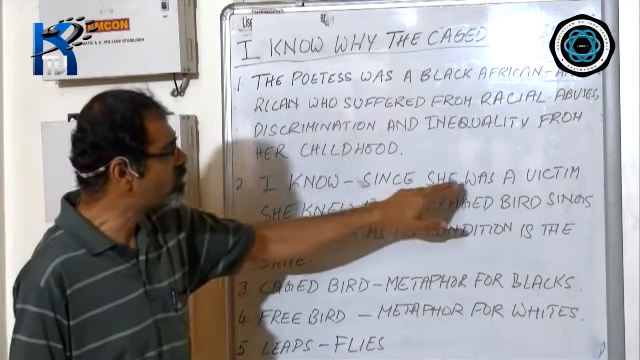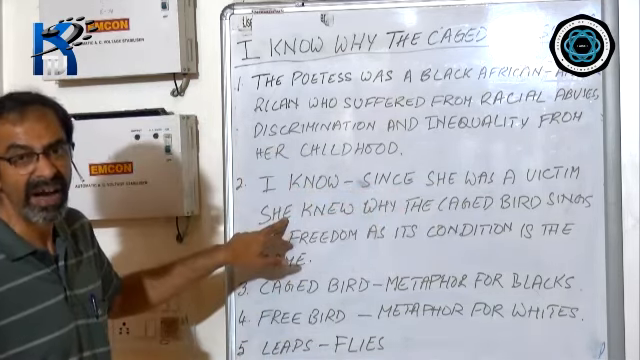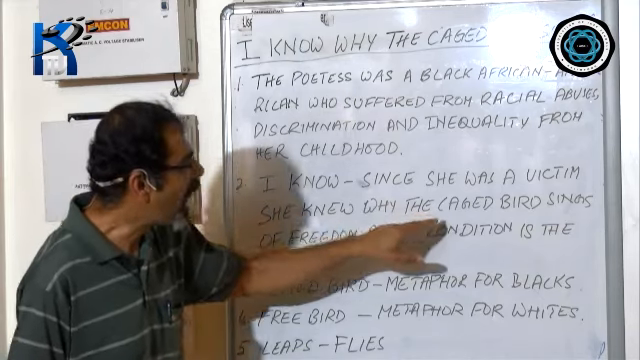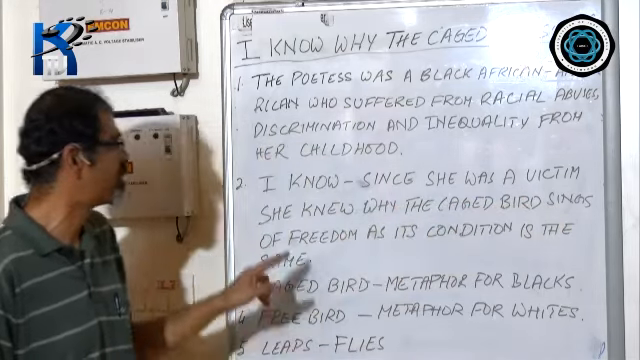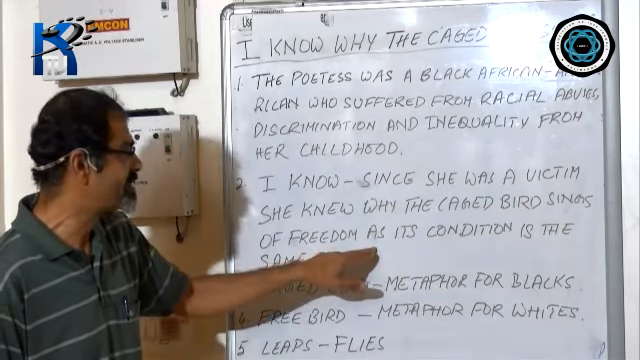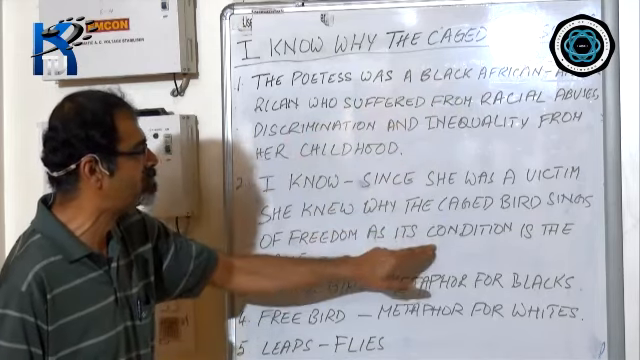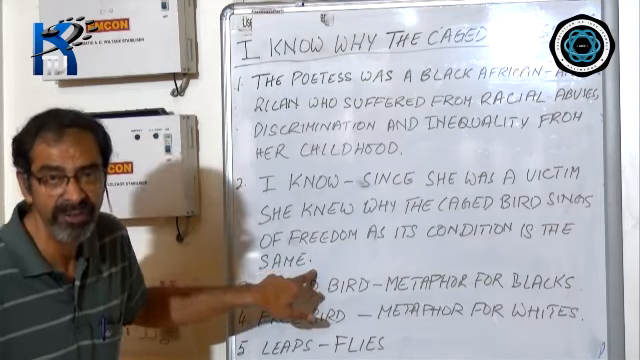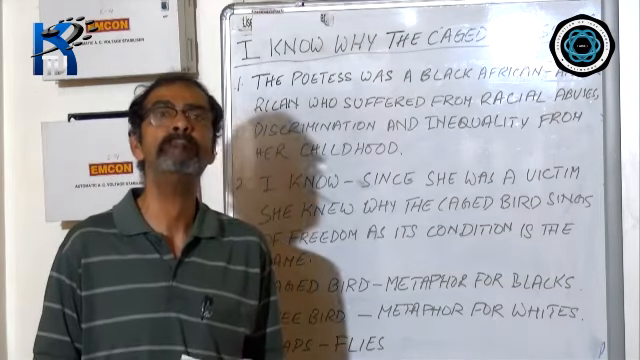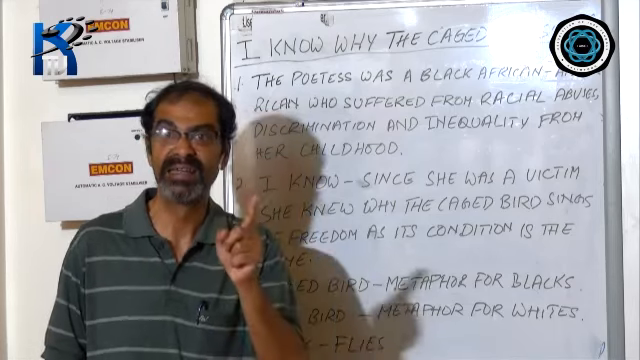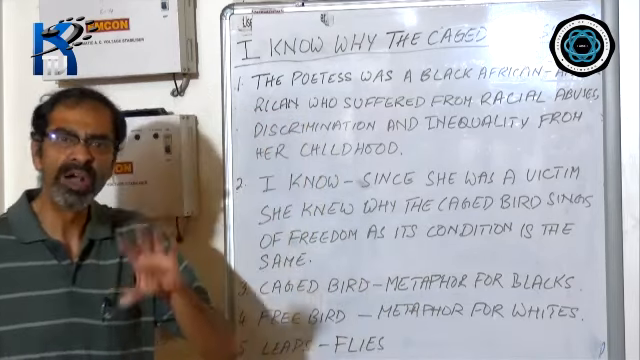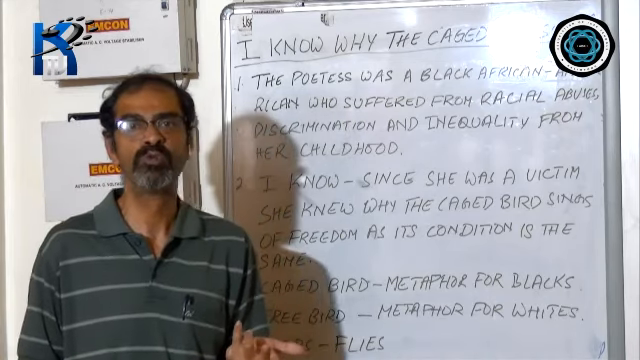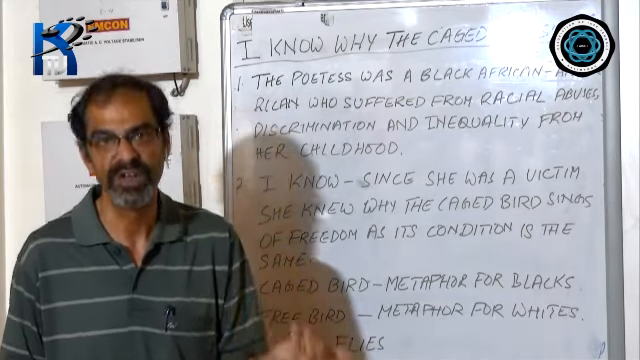Since the poetess was a victim of racial abuses and discrimination, she knew why the caged bird sings of freedom, as the condition of the caged bird is the same as her own condition and the condition of millions of blacks like her. What does a caged bird sing about? Obviously, it sings about its desire for freedom.